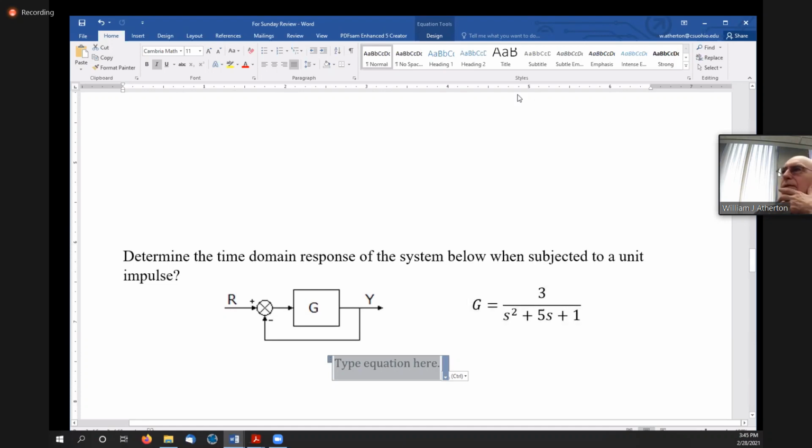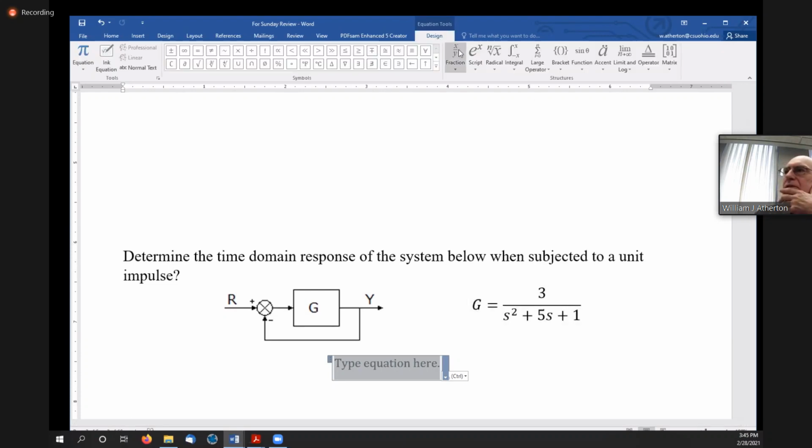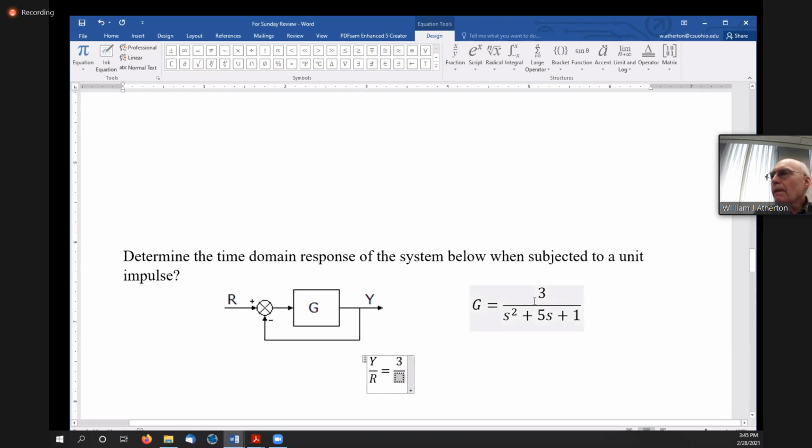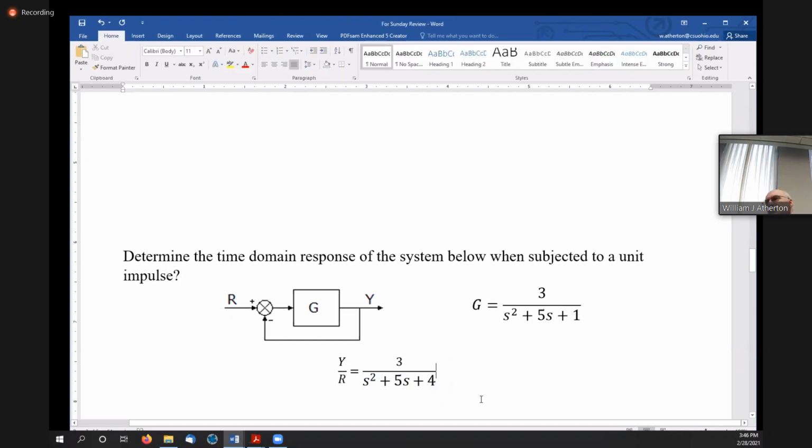Okay. So the closed loop transfer function is what? It's going to be Y over R equal to, it's going to be a 3. Whoops. It's going to be a 3 divided by this. Okay, might want to check that out. See if that's right.